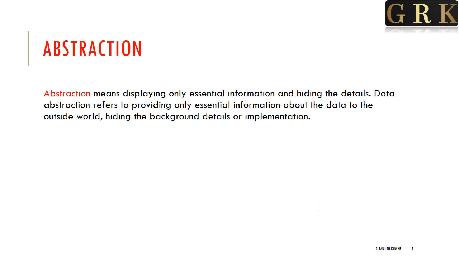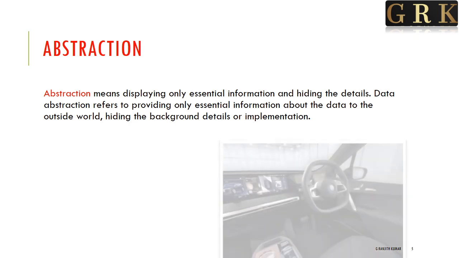Next concept, abstraction. Abstraction means showing only essential information and hiding unnecessary information. Data abstraction refers to providing only essential information to the user, meaning the programmer, and hiding unnecessary details. For example, let us take one simple real-time example.